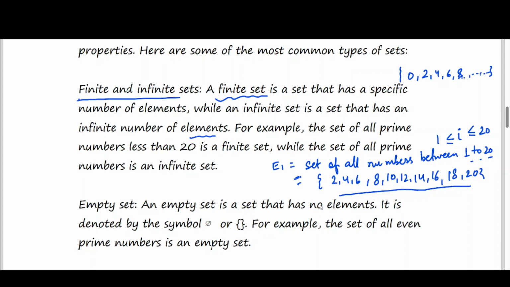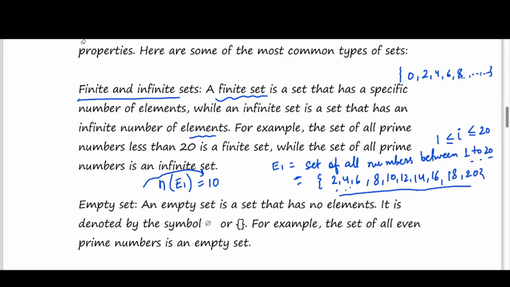How many numbers do we have? 1, 2, 3, 4, 5, 6, 7, 8, 9, 10. So 10 elements are there. If I denote the number of elements by small n, the number of elements in Even is 10. So when the number of elements is finite, we can count it. That is a finite set. And if we cannot count the number of elements in a set, that is an infinite set.